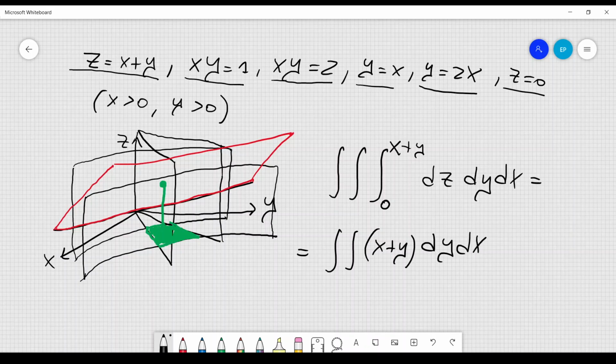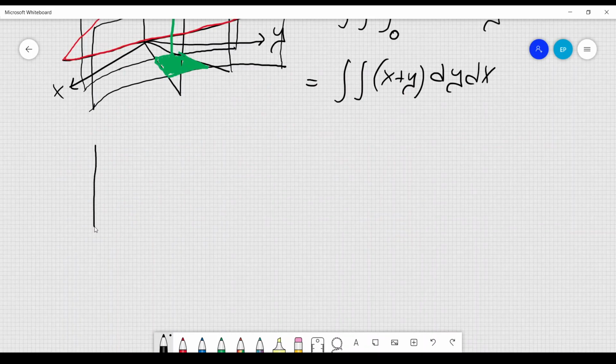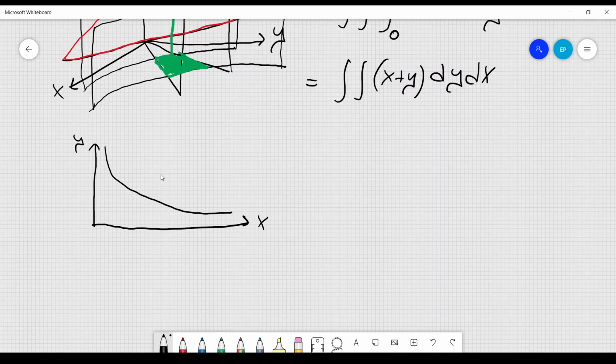So now it's simpler because I can just consider what I have on the xy plane. So I have to consider only that green portion of the sketch that I have made there. Let me do it below. I have y, x here, and then I have to draw the hyperbola y equal to 1 over x, which is something like this, and then I have the hyperbola y equal to 2 over x. This is y equal to 1 over x, which means that y times x is equal to 1, of course.